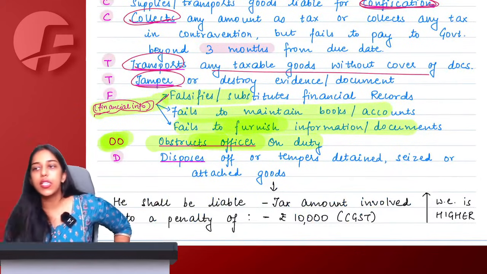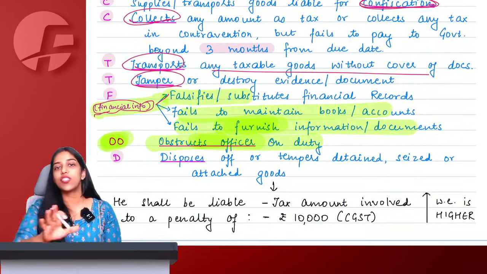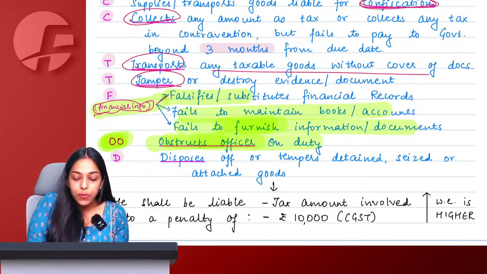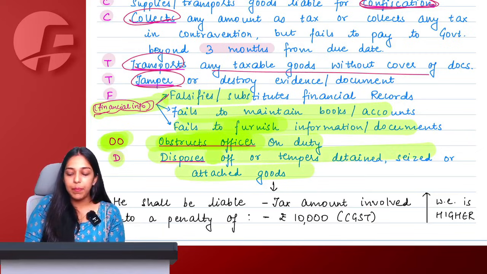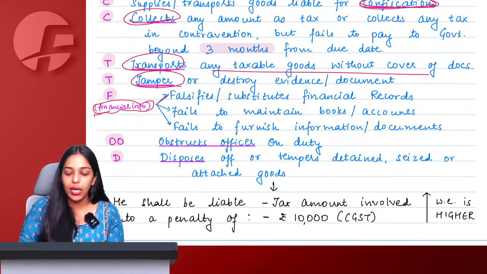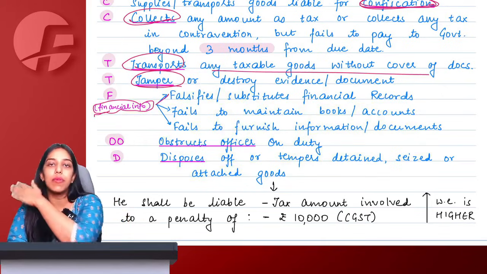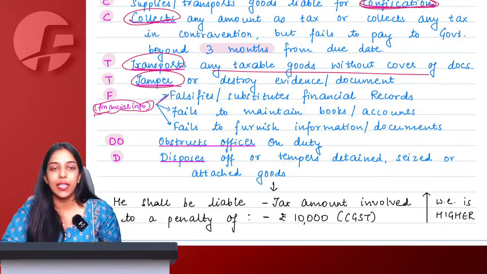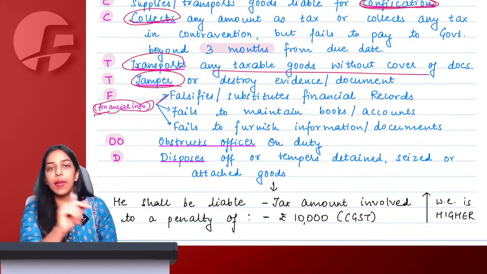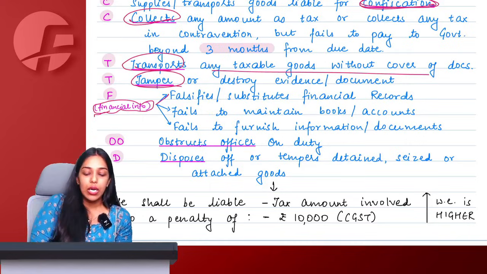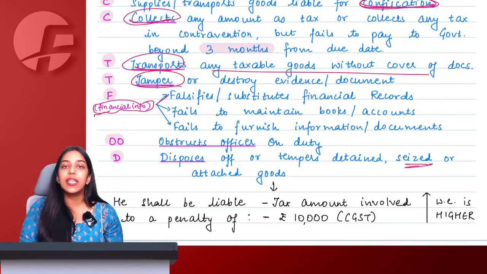Let us say an officer is here to carry out a raid or inspection or search operations, or they are stopping you to check your e-way bill, etc., and you are obstructing him from doing his duty. And D is dispose of or tampers detained or seized or attached goods. So now see, when they confiscate your goods, they take those goods away with them. But when they are seizing or detaining, the goods are there with you only. They are simply seizing it, they are telling you to not use them and to not deal with them. But still, if you dispose of such detained or seized goods, then in that case also penalty will be levied.